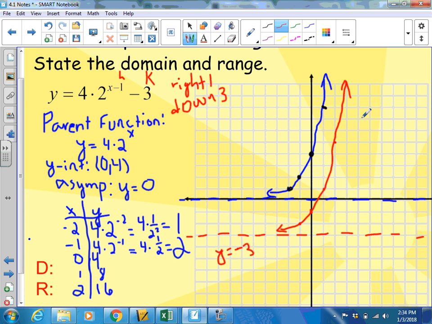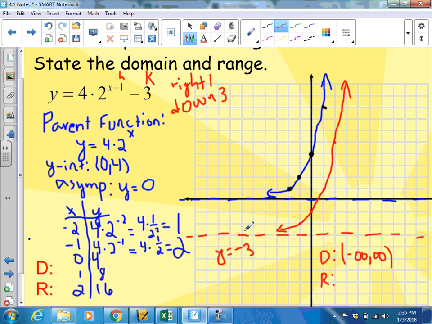Now our last thing is we're going to find domain and range. And domain and range is going to be of the red function here, or the red graph. Now really the domain for any exponential function is going to be from -infinity to +infinity, because we should always hit all of the x values. Now our range is going to change.